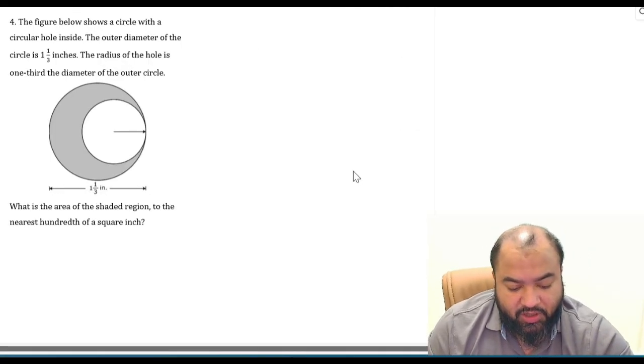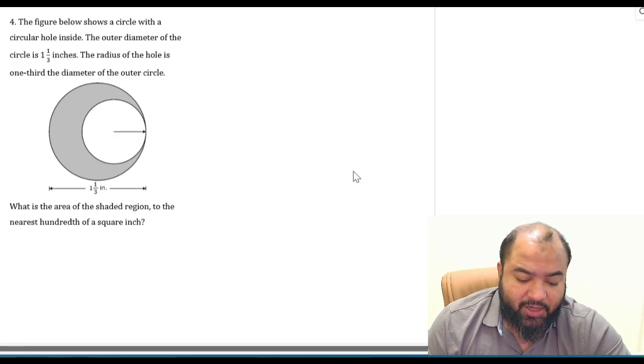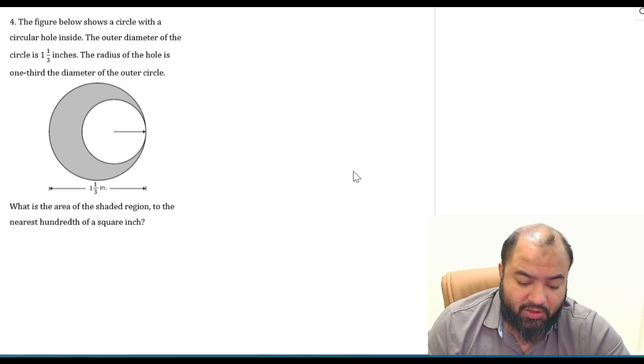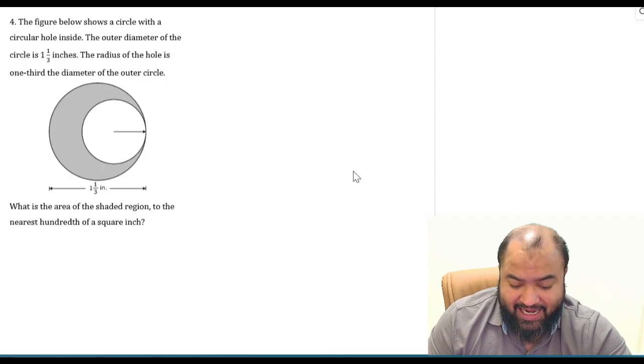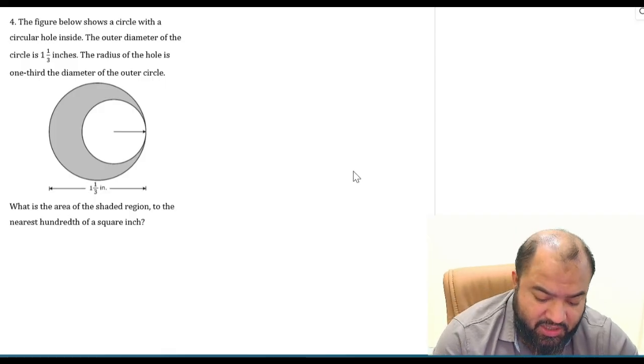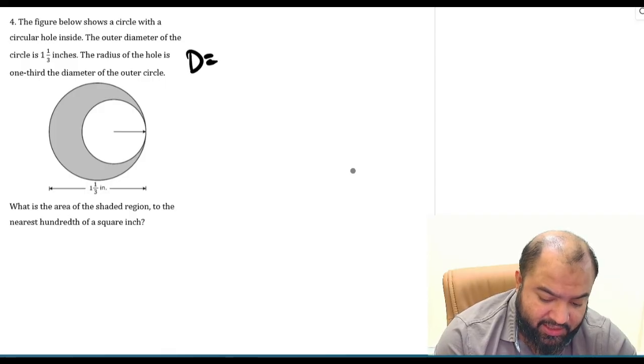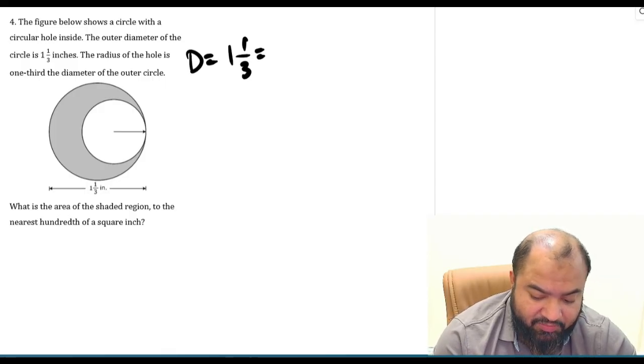Okay, question 4 is a bit different. Now the figure below shows a circle with a circular hole inside. The outer diameter of the circle is 1 1/3 inches. The radius of the hole is 1/3 the diameter of the radius. Okay, so well, first of all, we know the big one. So let's find the big area. So the diameter of the big one is 1 1/3. Make it improper fraction. So 4/3.